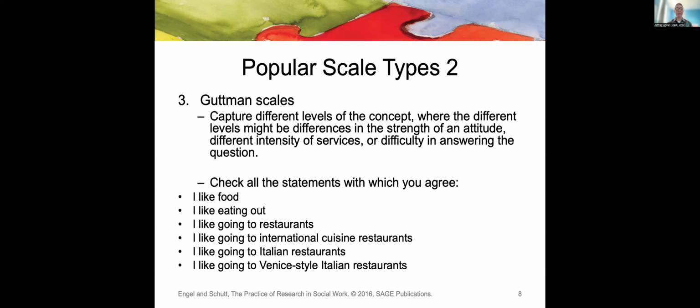Or I might really love going to international restaurants, and especially Italian ones. And then, oh, the local cuisine in Venice was amazing. And so I'm going to check all of them. So it goes in greater and greater degrees of sophistication and nuance.